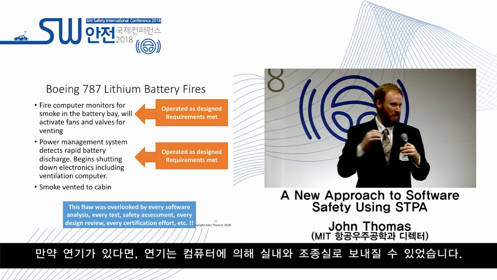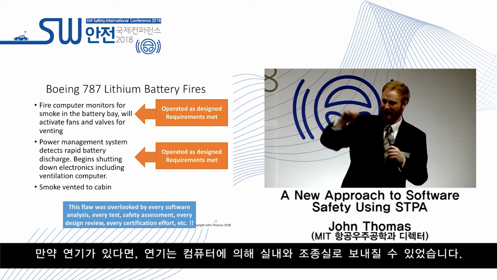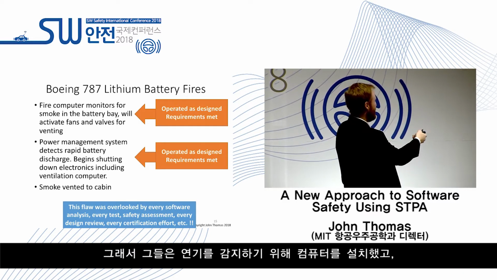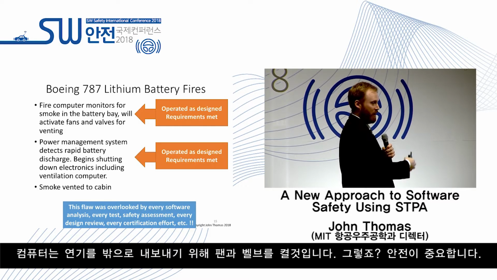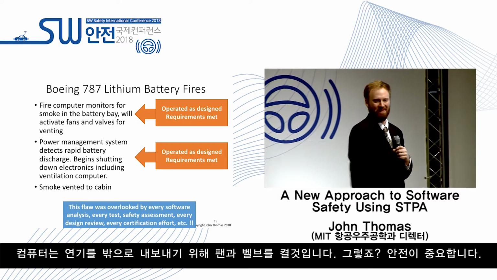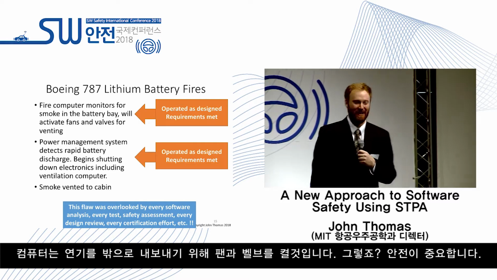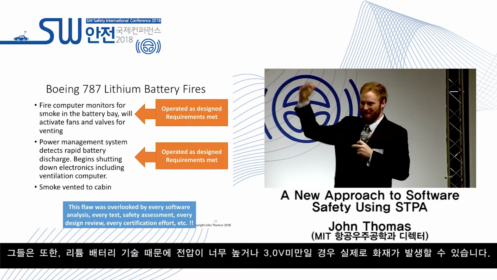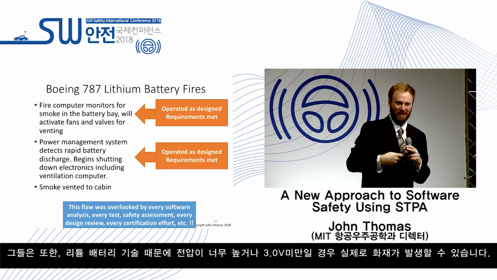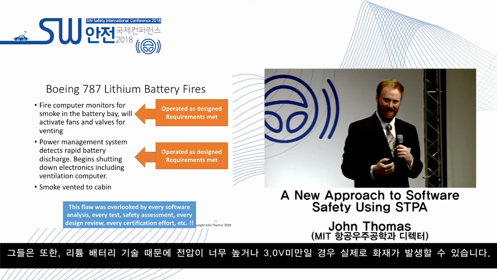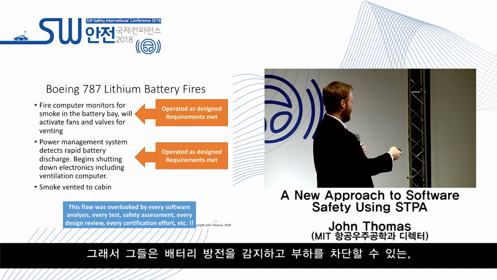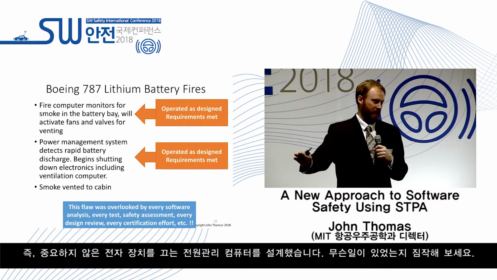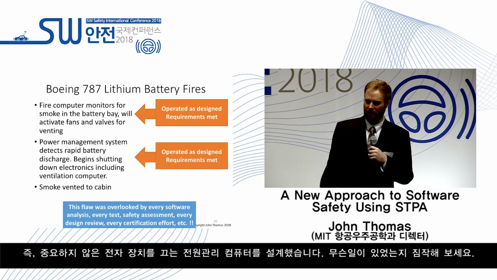If there is smoke, the smoke can be vented into the cabin and the cockpit by a computer. So they put a computer to detect smoke, and it will turn on fans and valves to vent the smoke out. Right? Safety critical. They also, because of lithium battery technology, if the voltage is too high or too low, below 3.0 volts, we can actually cause a fire. So they designed a power management computer to detect battery discharge and do load shedding, turn off unimportant electronics.